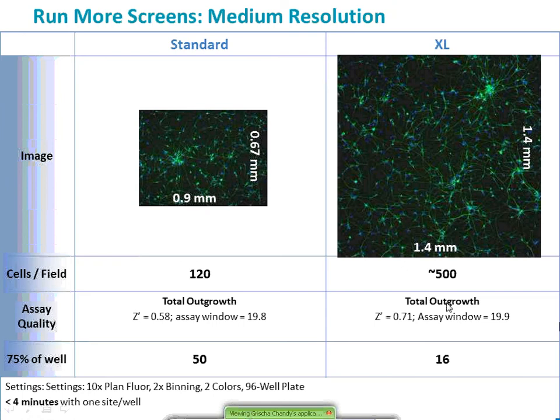Here is that field of view shown with some neuronal assays. With a standard system, you'd have to collect a large number of images. You'd get about 120 cells counted in that image.